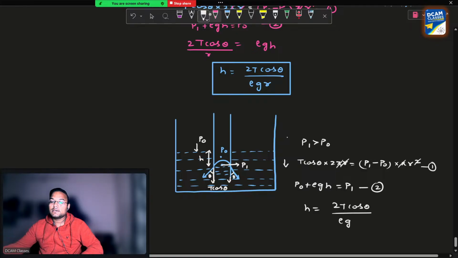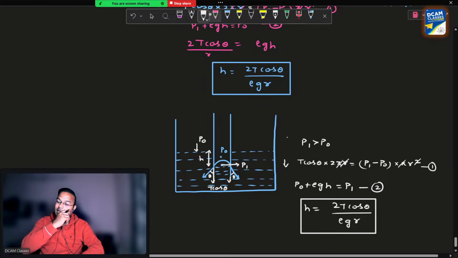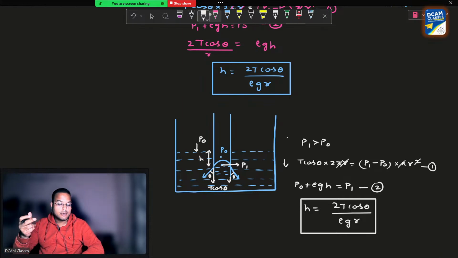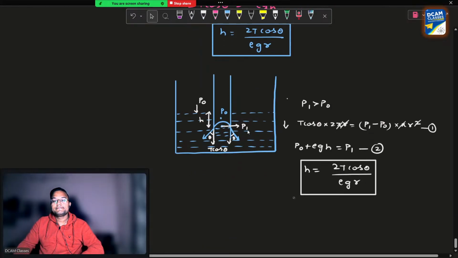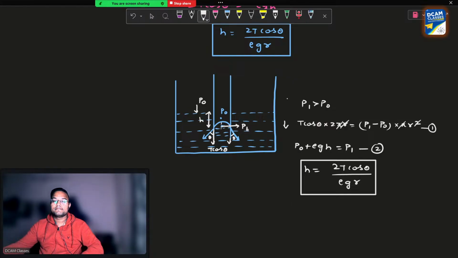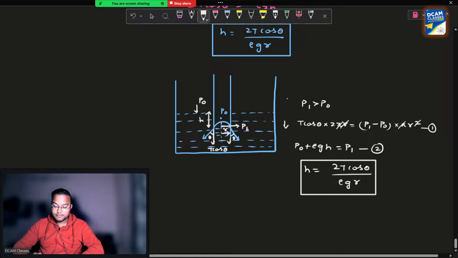But the thing that you need to understand is liquid with the angle of contact greater than 90 degree tends to fall down by height h in the capillary, and the liquid with angle of contact less than 90 tend to rise up. Water is one of them. Understood? By this, I think your chapter is over.